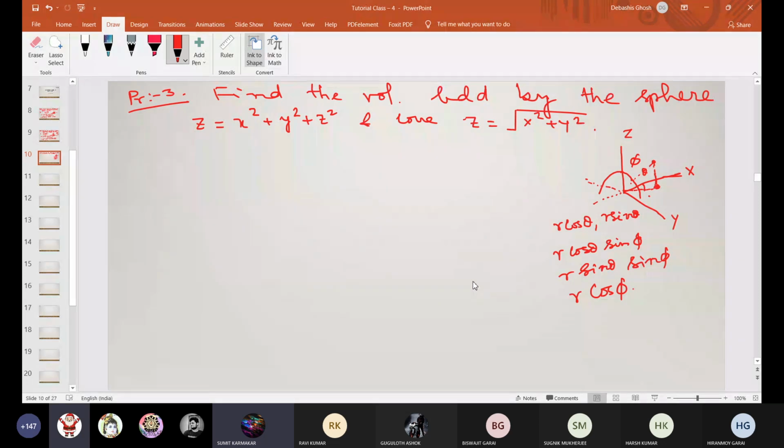So how does theta come to pi by 4 here? That's not clear from the previous class, but there was no time to ask. Please explain the point.